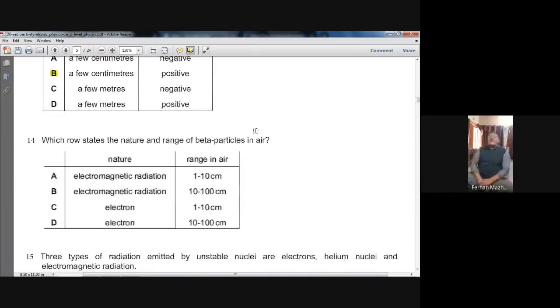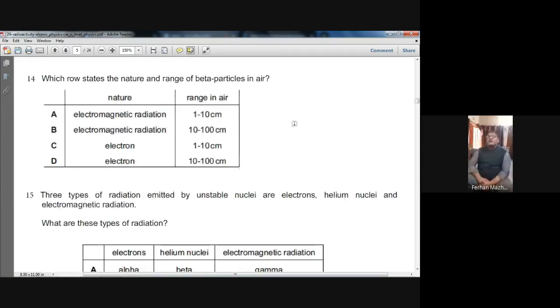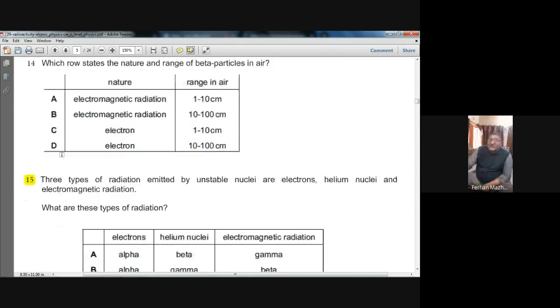Which row states the nature and range of beta particles in air? The beta particles are electrons, and their penetrating power could be from 10 centimeters to 100 centimeters. So what is the choice? D. D is the choice, right?